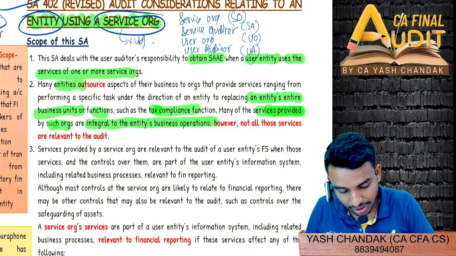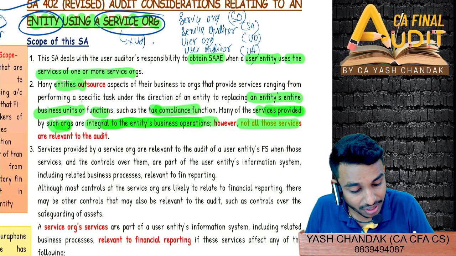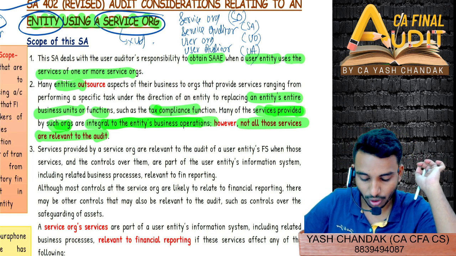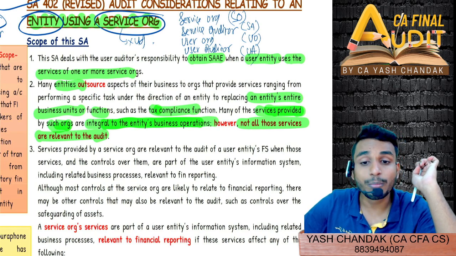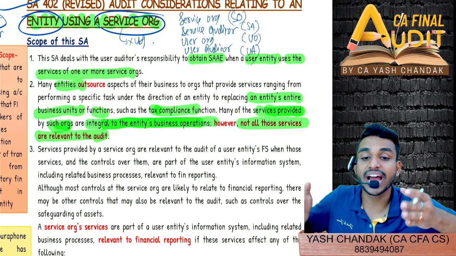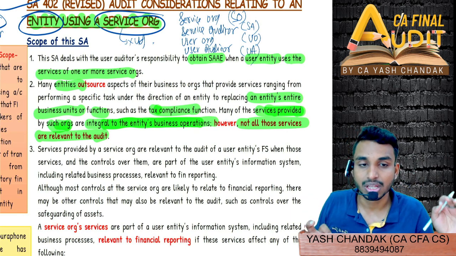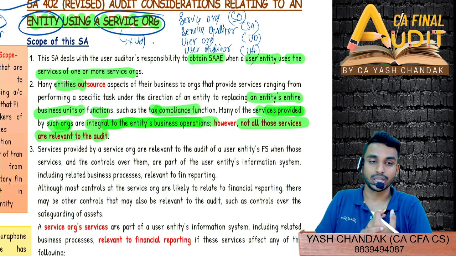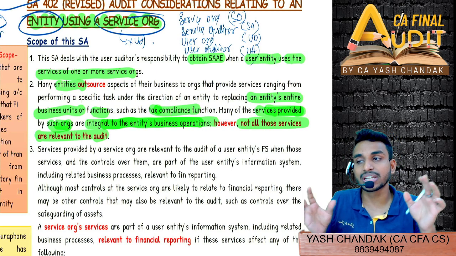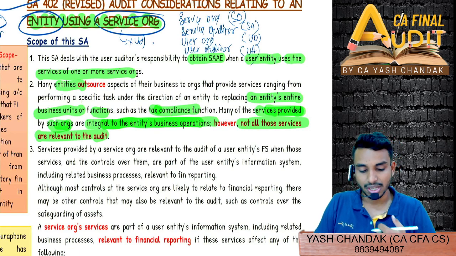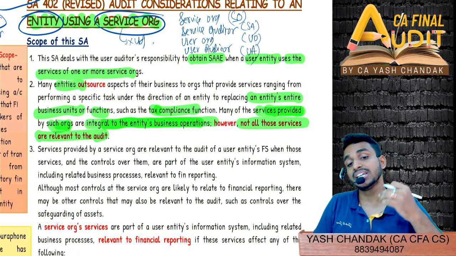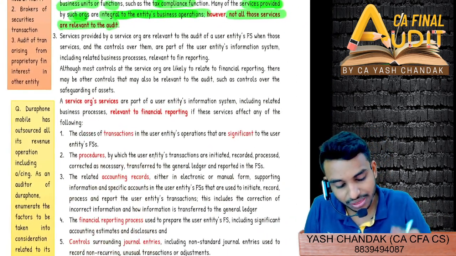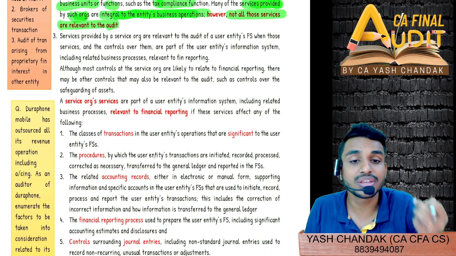Many of the services provided by such organizations are integral to the entity's business operations. However, not everything is related to the audit, not all the operations. For example, you might have outsourced your hiring task to some other entity. That entity will hire on your behalf and directly forward you the candidates as employees. That is not relevant for audit because it is more or less not reflecting our financial statements. But wherever the major expense, or anything major in financial statement nature, is outsourced, it is relevant to the audit. So how do we consider whether it is relevant or not?